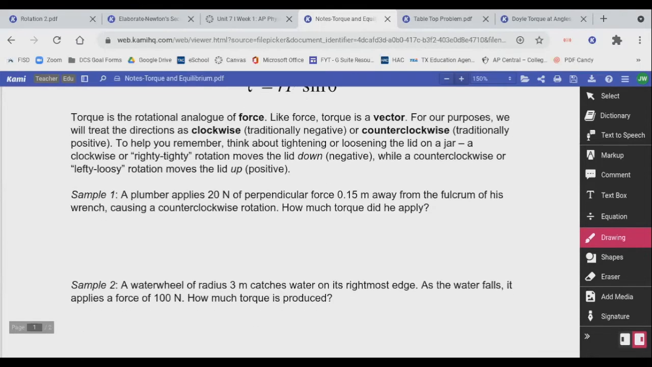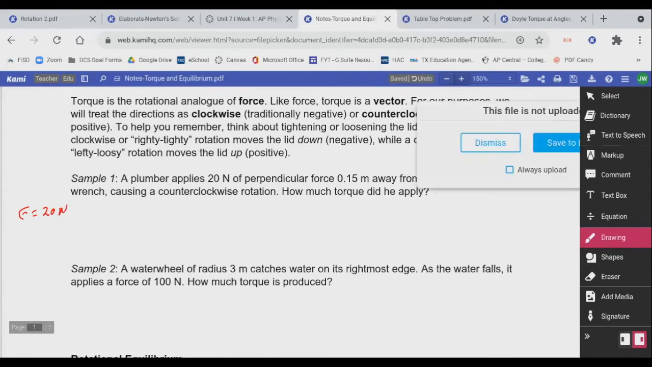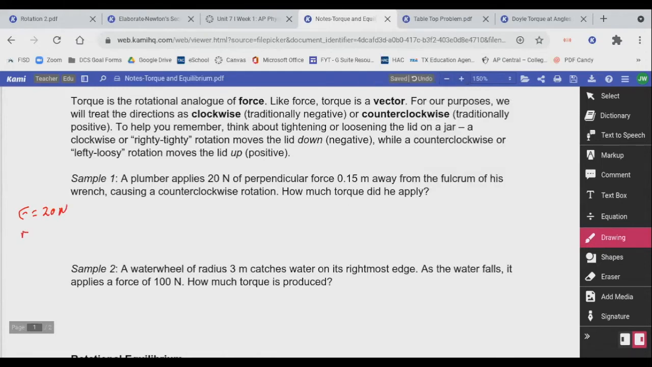And then we've got a couple of simple examples that we'll go through together real quick. A plumber applies a 20 Newton perpendicular force. Okay, so the force equals 20 Newtons. The radius or the distance is going to be equal to 0.15 meters. It says it's perpendicular, so we know that the angle then would be 90 degrees. And what's the sine of 90? Anybody know?